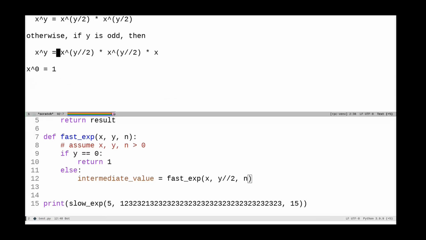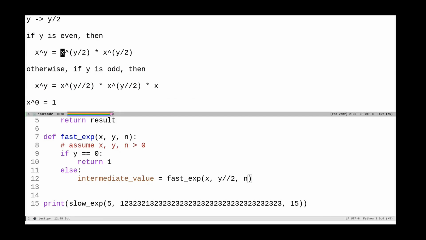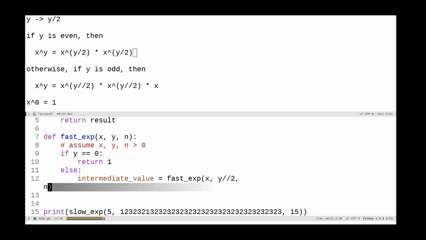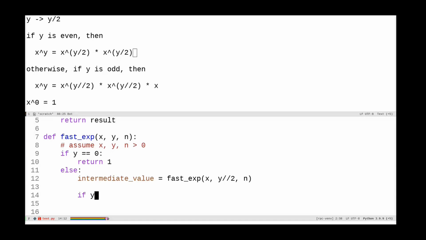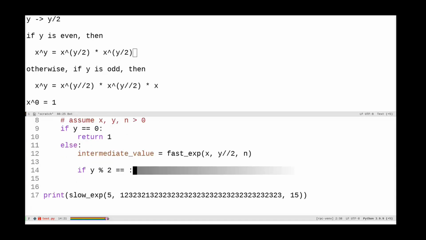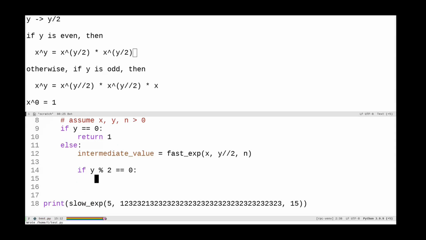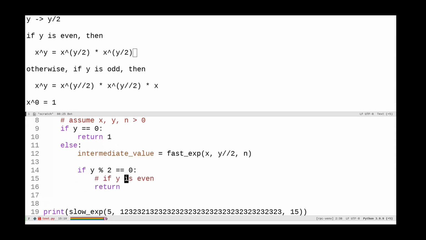This follows the mathematical formulation. If we assume that we know x to the y over 2, then we can combine it to obtain x to the y. And so what we do is compute this intermediate value, and then we return something that depends on whether the exponent is even or odd. Because if it is even, then we are good. If it is odd, we have to add that little extra. So if y modulus 2 is equal to 0, meaning y is even, we return the intermediate value multiplied by itself.